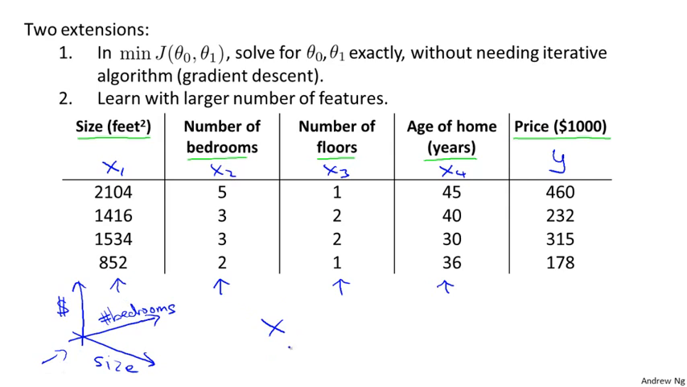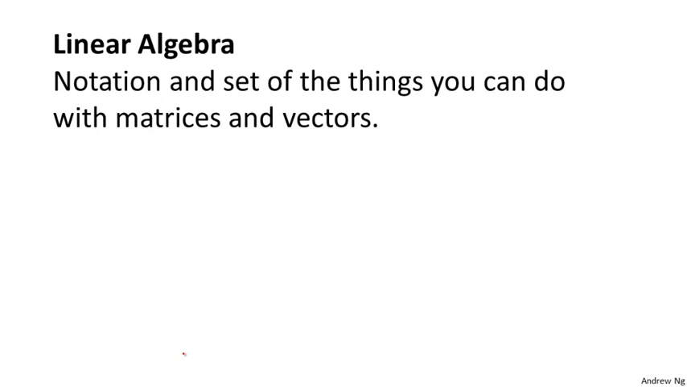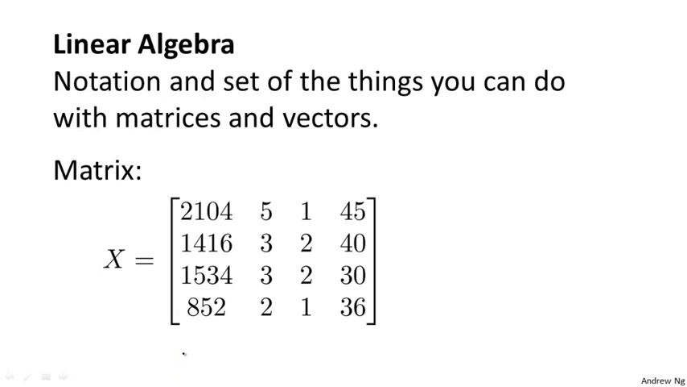Rather than just having x as our feature, we now have x1 through x4, and we're using these subscripts to denote my 4 different features. The best notation to keep all of this straight and to understand what's going on with the data, even when we don't quite know how to plot it, is the notation of linear algebra. Linear algebra gives us a notation and a set of operations that we can do with matrices and vectors. For example, here's a matrix where the first column is the sizes of the 4 houses, the second column is the number of bedrooms, the next is the number of floors, and that was the age of the home.